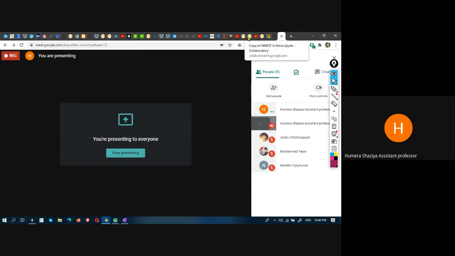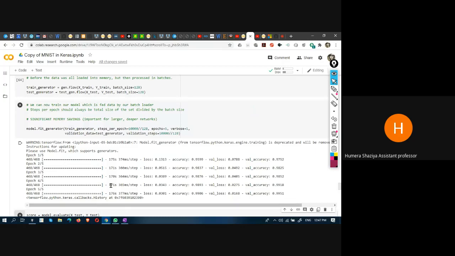Students, sorry. So here, look at here. This is 97%, and this one 98 and 98. There is no overfitting at all, and there is no variance problem. And 98 and 98, 98 and 99, 99 and 99. We have reached up to 99% accuracy through convolutional neural network.